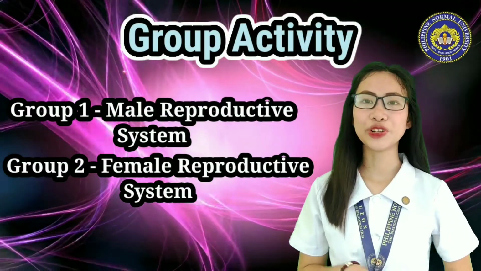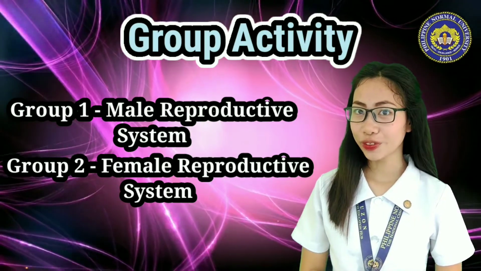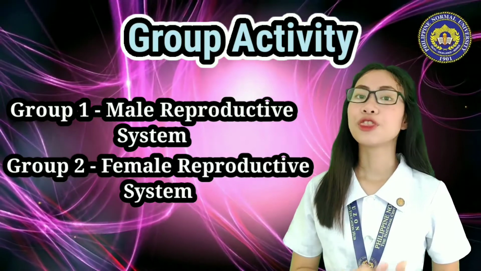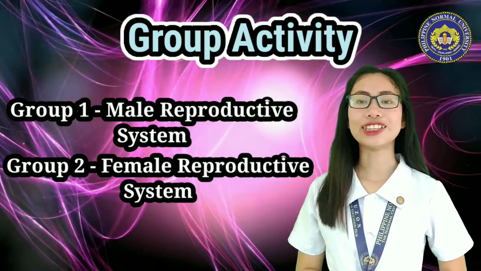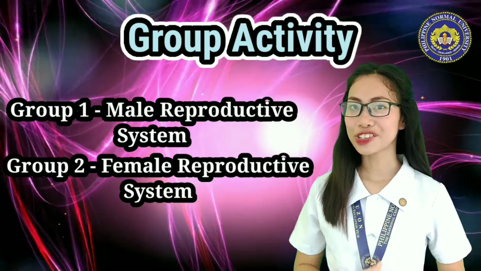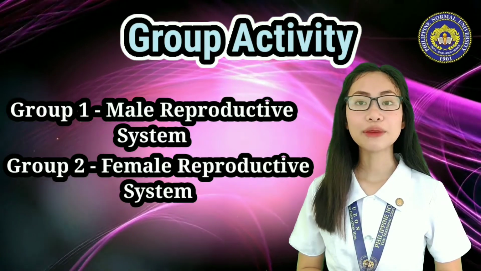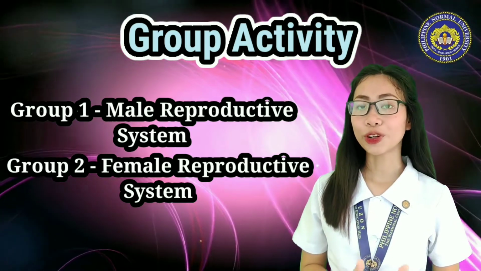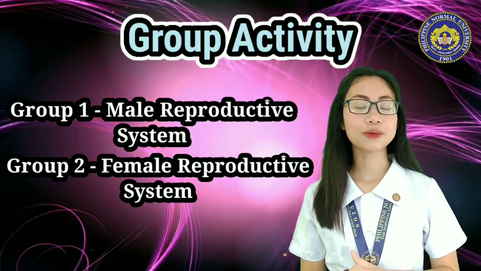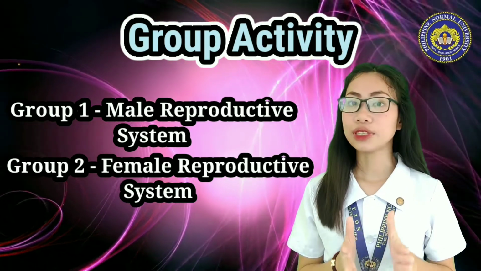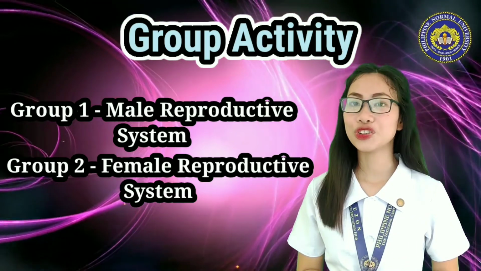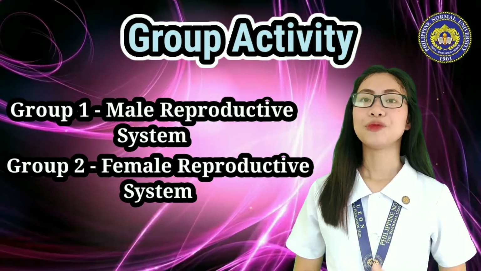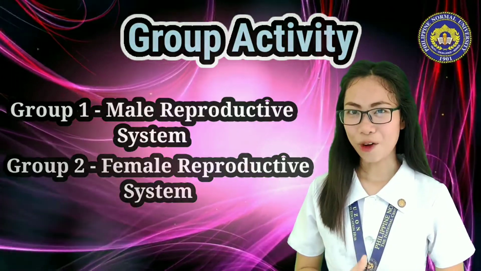Now, the class will be grouped into two. What you are going to do is label the parts of the male or female reproductive system through a PowerPoint presentation. So this activity requires collaborative effort to label each part correctly. The male reproductive system is for group 1 and the female reproductive system is for group 2. I will just give you 15 minutes to do the activity. Am I being clear? Okay. Your time starts now.